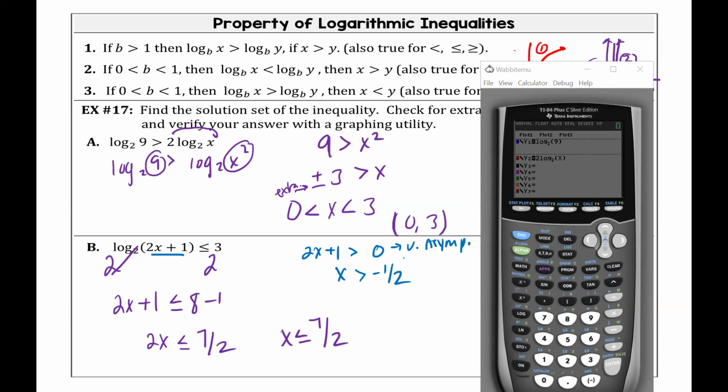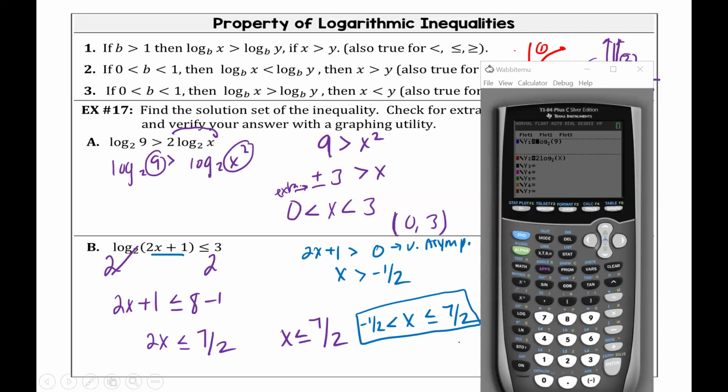I'll take the blame. But your argument has to be greater than 0. So we know that. All right, so now putting these two together: x is greater than -1/2, but less than or equal to 7/2. And that would be our answer.